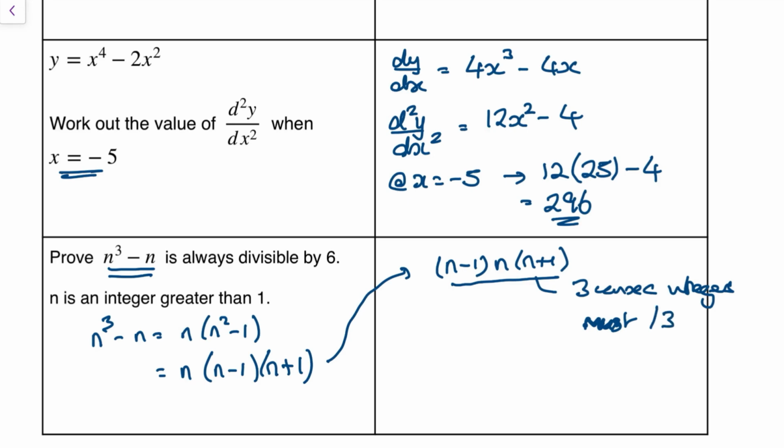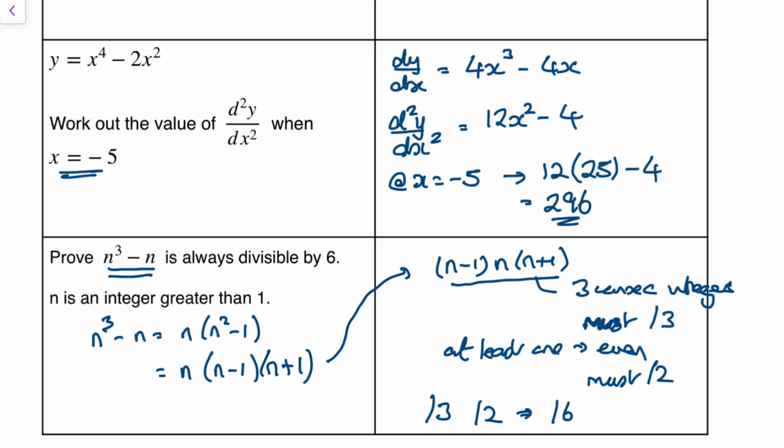It is also the case that because I have 3 consecutive integers, at least one must be even, which means it must also divide by 2. Now, if a number divides by 3 and divides by 2, it implies it divides by 6. Isn't that a clever proof?